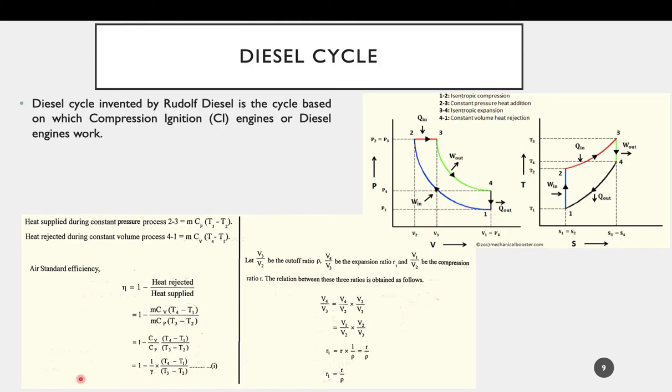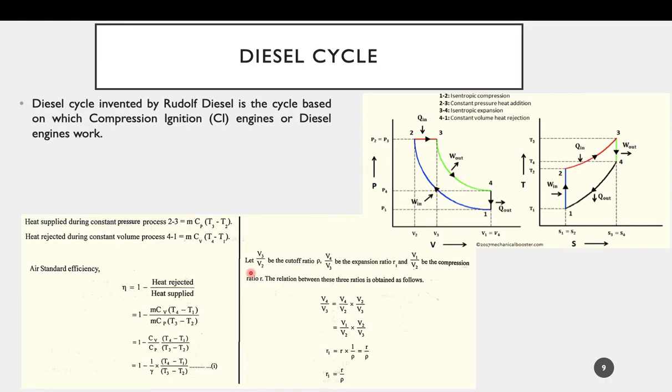So this is the expression for standard efficiency of diesel cycle, and you can use this expression if you know temperatures at all salient points. Now going for a shortening of this equation.